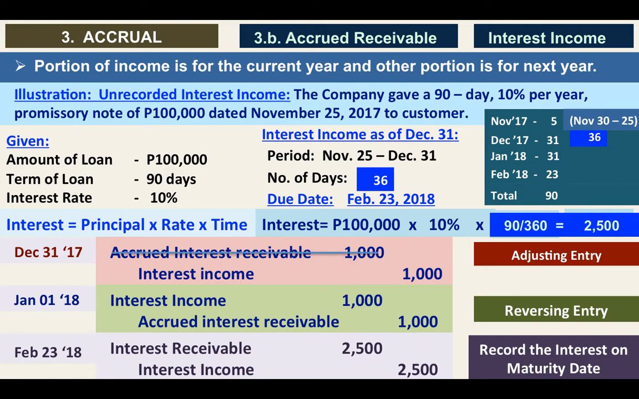So if we are going to analyze the entries, in 2017, we have recorded 1,000 interest income for 36 days. And for 2018, we have recorded the full interest for 90 days of 2,500. Pero for 2018, ang natirang days lang is 90 minus 36, that's 54. Tama ba? 54 days. So, ang 54 days na interest niya is equivalent to 2,500 minus 1,000, 1,500 na interest income.